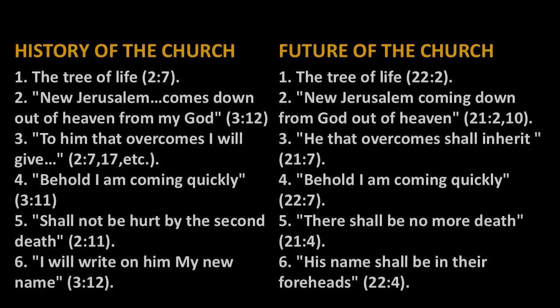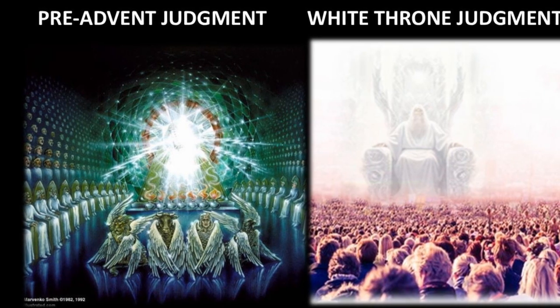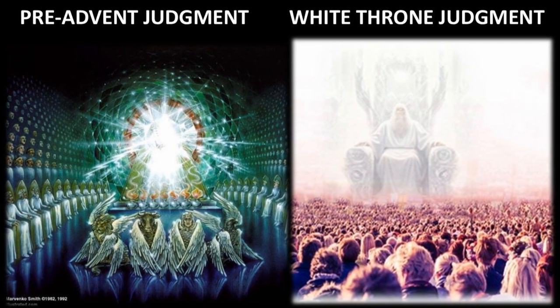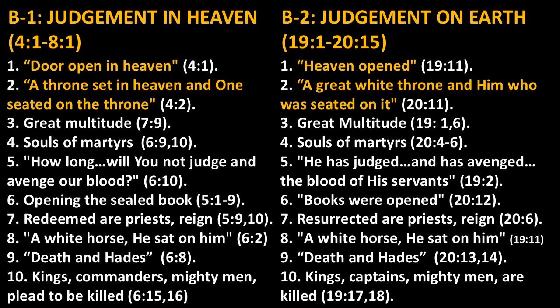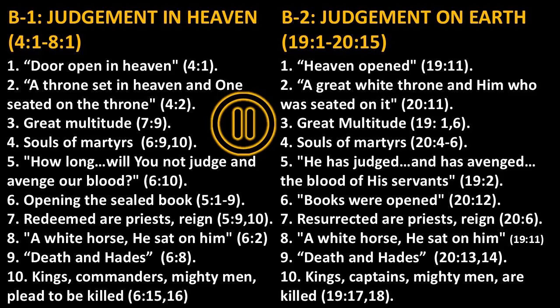The second and seventh divisions focus on the judgment, both the judgment that takes place in heaven before the second coming of Christ that we touched on in video 1, and the final judgment that will take place after the millennium. In both divisions, John sees heaven opened and God sitting on his throne. He sees a great multitude of people, including those who have been martyrs, waiting for God to judge and avenge their blood. Several phrases, including the white horse and death and Hades, are found only in these two sections. You may want to pause the video to look carefully at the impressive number of matching elements.